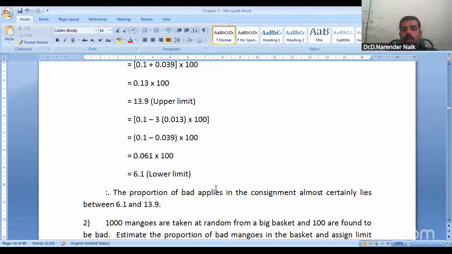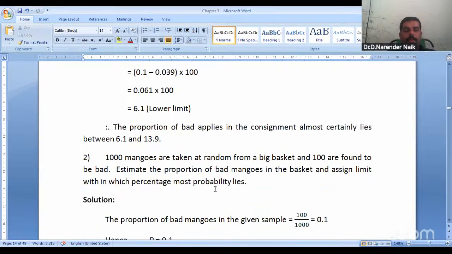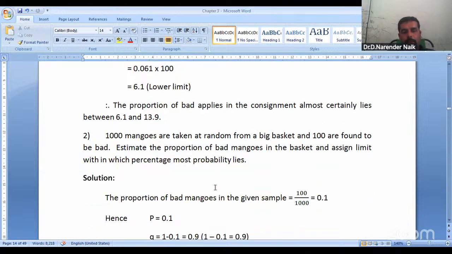So these are the different trays. There may be more than 20 or 30 trays, but these 50 bad apples will lie between 6.1 and 13.9. Okay, the next one is the same as usual, like the same problem. But in the previous problem we chose 500 apples, and here it is 1000 mangoes. See, 1000 mangoes are taken at random from a big basket, and 100 are found to be bad. Estimate the proportion of bad mangoes in the basket and assign limits within which the percentage most probably lies.